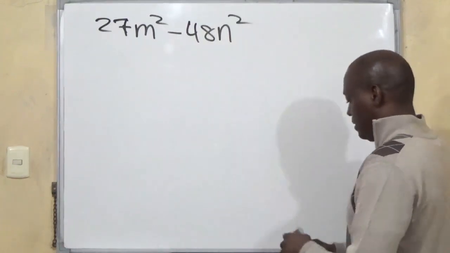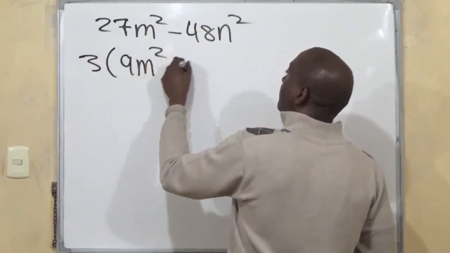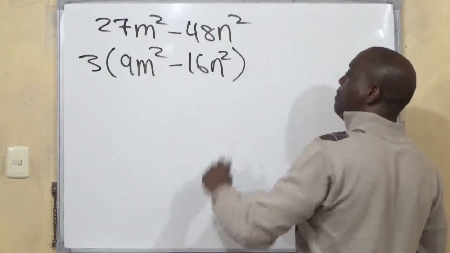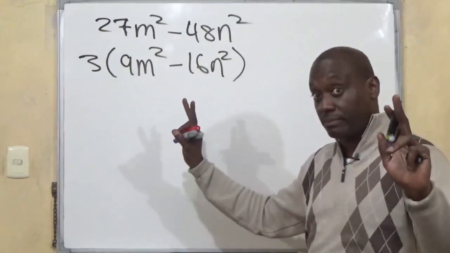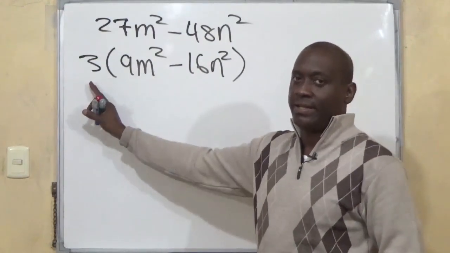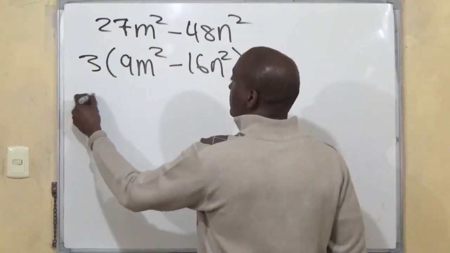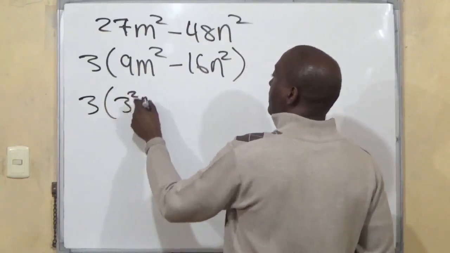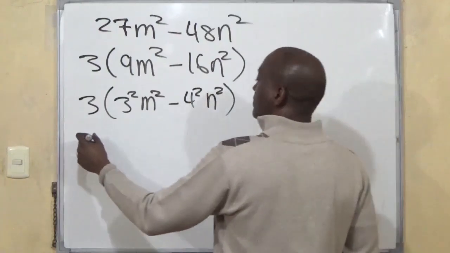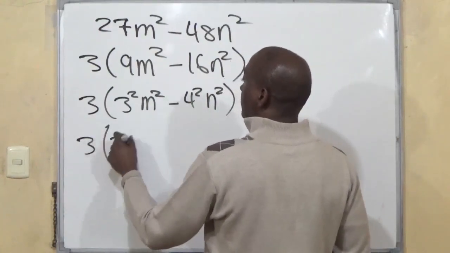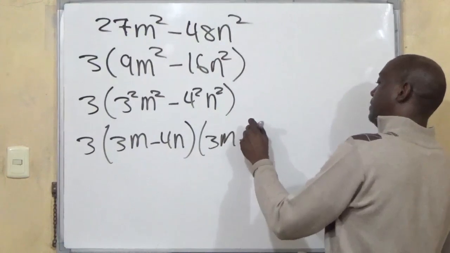Right? So you factorize now. You see 3 into 9m squared minus 16n squared. And boom! All of a sudden, now we have a difference of 2 squares inside the bracket. See? So you have a common factor outside, and inside the brackets you have a difference of 2 squares. And of course this would be then 3 into 3 squared m squared minus 4 squared n squared, which would then be 3 now into 3m minus 4n into 3m plus 4n.